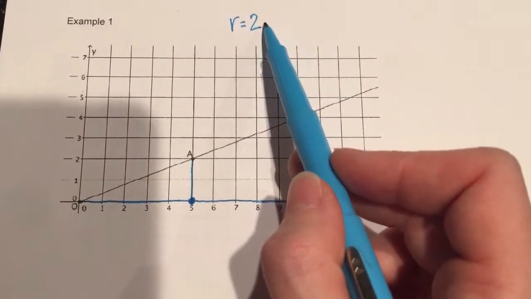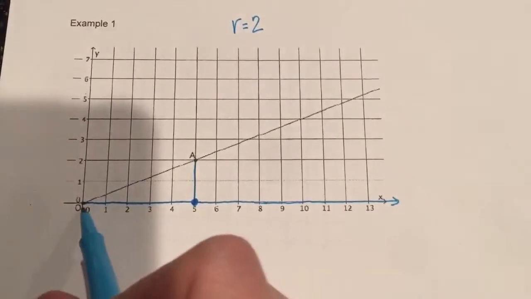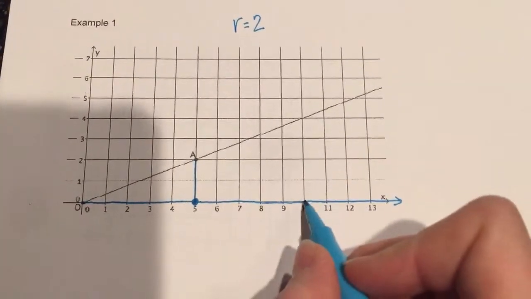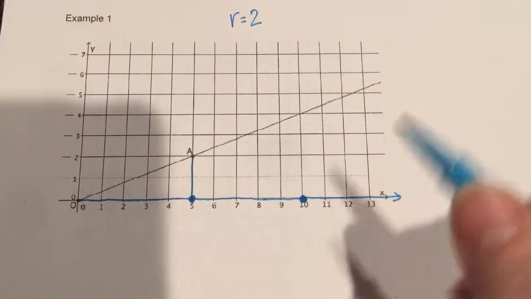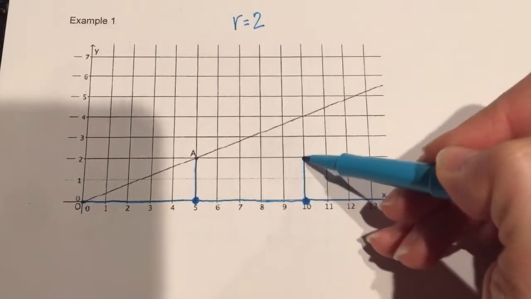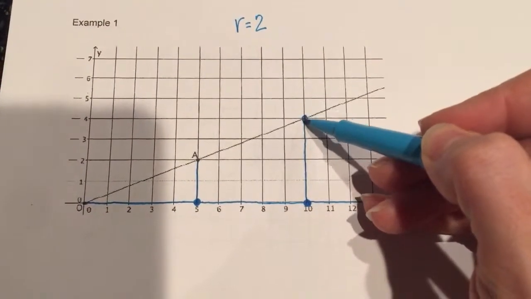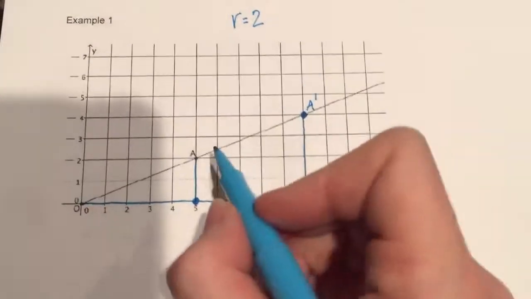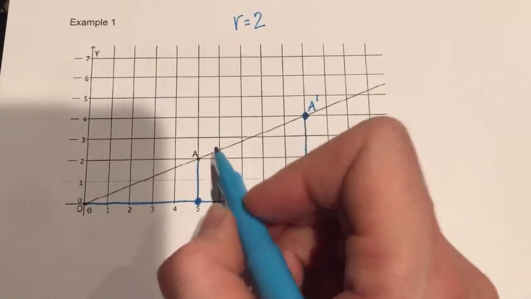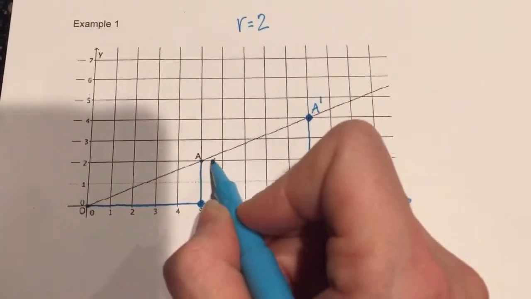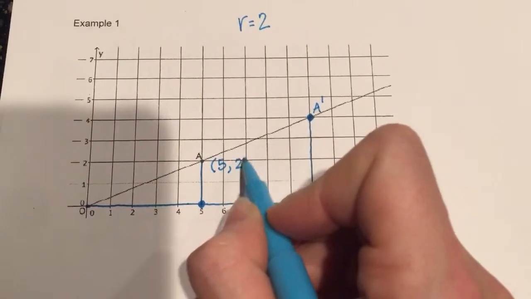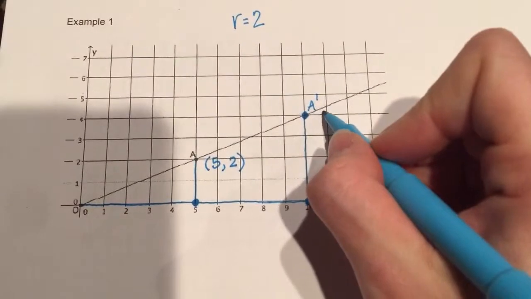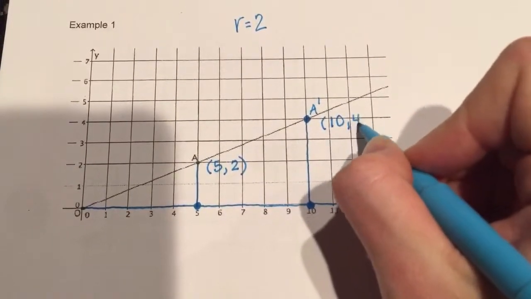If I am going to dilate by a scale factor of 2, I can lengthen that by double. So I'm going to take that and mark a new point at 10. I can bring up a vertical and create a point on the original ray and name that A prime. Taking a look at the actual coordinates of the points, the coordinates of point A are 5, 2, and my coordinates for A prime are 10, 4.